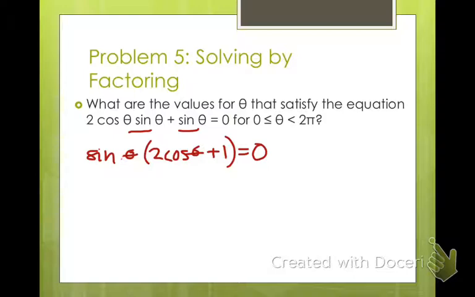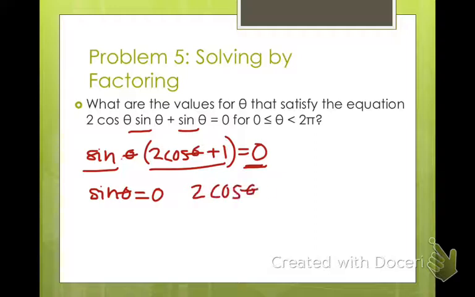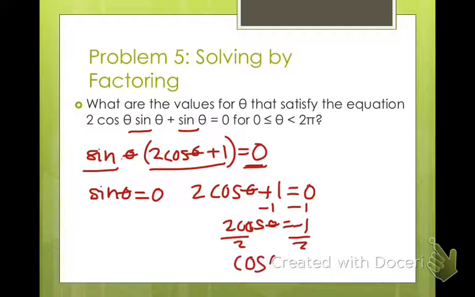Okay, now from here we need to set each one of these equal to 0. So sine theta equals 0, and we're using our zero product property. 2 cosine theta plus 1 equals 0. So 2 cosine plus 1, we need to solve for cosine, so subtract 1. So 2 cosine theta equals negative 1, divide by 2. Cosine theta equals negative 1/2.